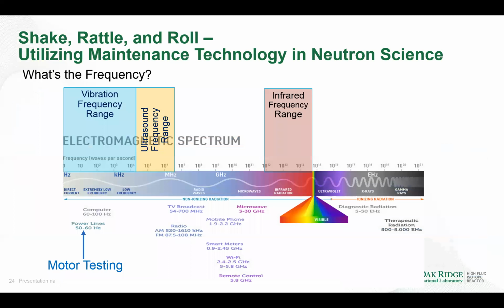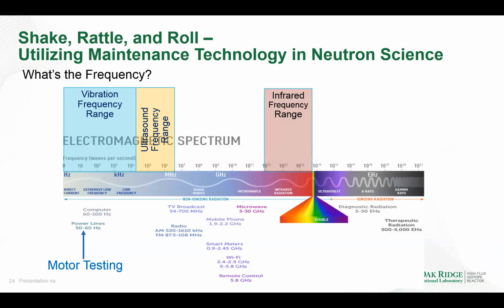Now, I call this my WTF slide, which is what's the frequency in my case. It shows you the electromagnetic frequency band where all the technologies lie. You see the blue is your vibration. The ultrasound is your orangey yellow band. Then you've got your infrared. And then there's motor testing. Motor testing focuses on 60 hertz, which is what we call our line frequency here in the United States. If it was in Europe, it would be 50 hertz, but here in the United States, it's 60 hertz.